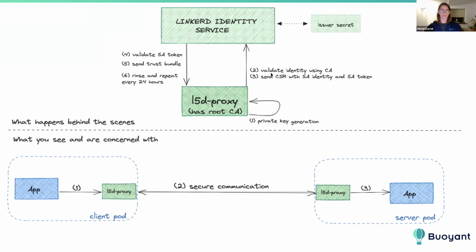So the identity service will basically receive the service account identity. So it knows which pod it's supposed to talk to, and it also receives the token so that it can verify it's talking to the right pod. After it validates this token, it sends what's known as a trust bundle. A trust bundle is one or more certificates bundled together. And in this case, it will send the issuer certificate and the proxy certificate. So the proxy basically will have all of the mechanism it needs to verify the authenticity of whoever it is talking to. And then you just rinse and repeat every 24 hours without you actually even noticing. So it's pretty cool.